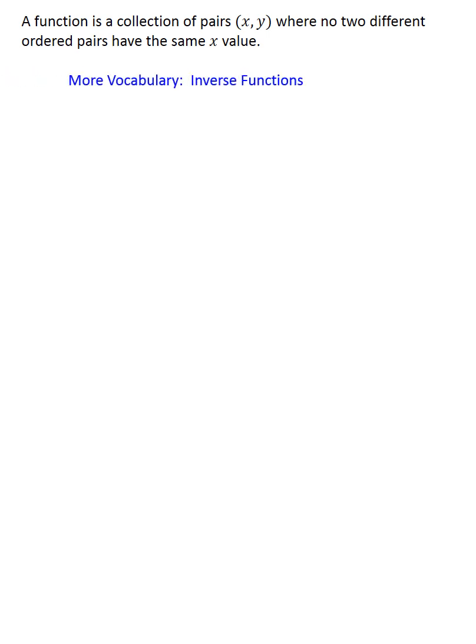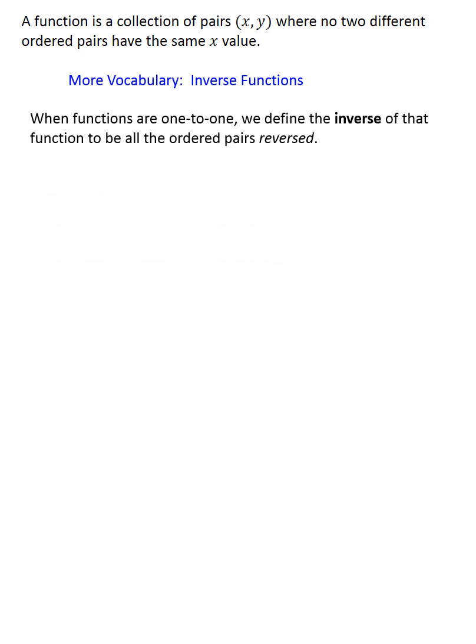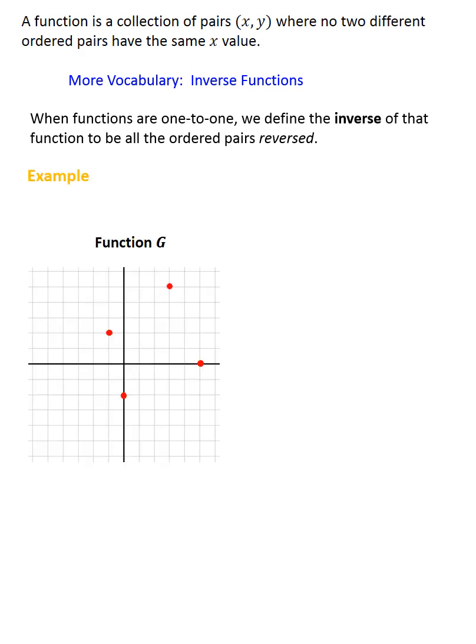I'd like to change gears to one of our final vocabulary topics of the day, inverse functions. Here's the definition of an inverse function. Plainly said, if a function is a list of ordered pairs and we reverse all those ordered pairs, we then have the inverse of that function. Here's an example. Consider this function g. It's not something we've seen yet in this video, but it's clearly a simple function consisting of only 4 points.